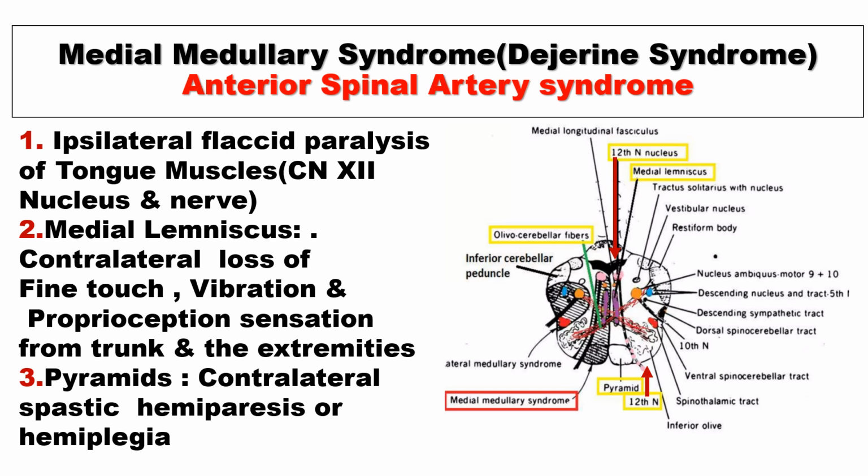The second important feature is the involvement of the medial lemniscus. It can cause contralateral loss of fine touch, vibration, and proprioceptive sensations from the trunk including the extremities. The third important feature involved is the pyramids. It can cause contralateral spastic hemiparesis or hemiplegia.